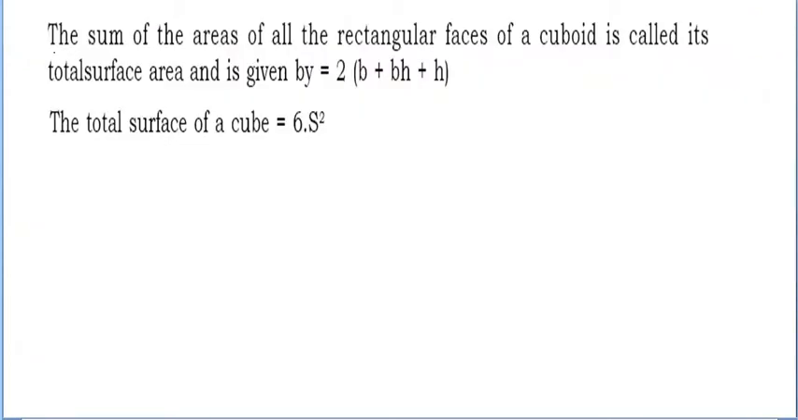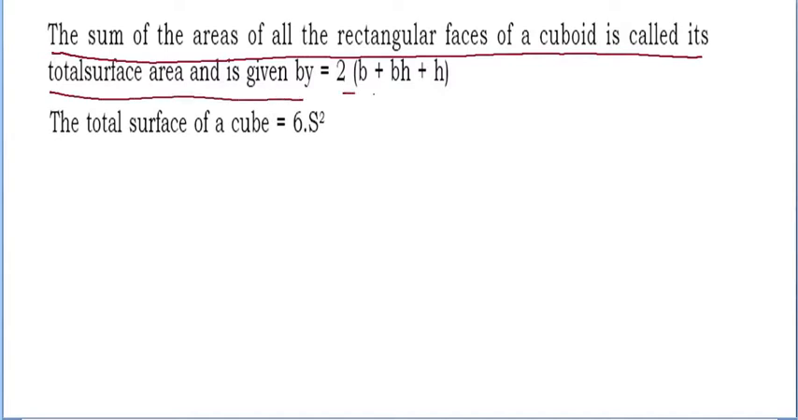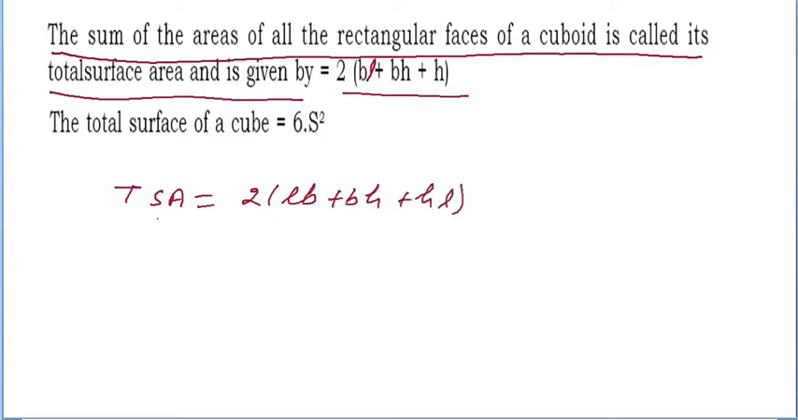So what is in this exercise? You can see here the sum of area of all rectangular faces of a cuboid is called its total surface area, and it is given by this. Total surface area TSA is 2(LB + BH + HL). That is the formula of total surface area of a cuboid, and the total surface area of a cube is 6a², where a is the side of the cube.